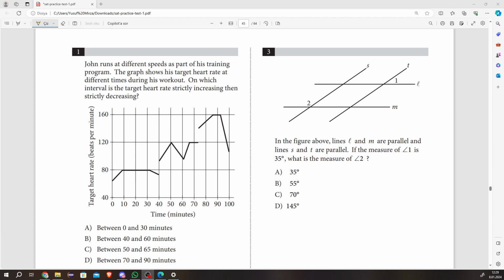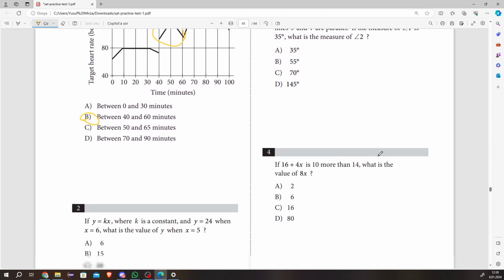John wants at different speeds, Ram, this heart rate on different times. On which interval is the target increasing, then distinctly increasing. We should find distinctly increasing, then distinctly decreasing. Okay. Oh yeah, we can simply see it on here. So this answer is B easily.